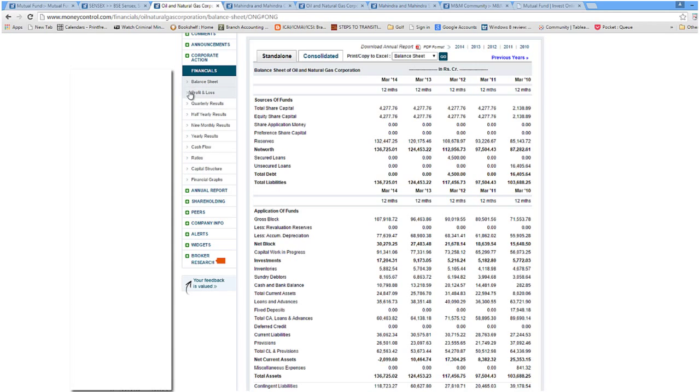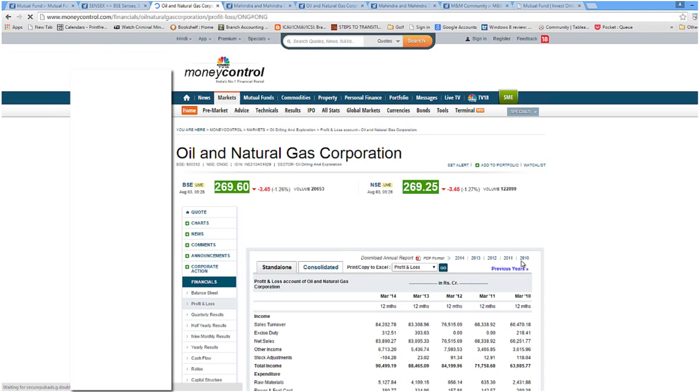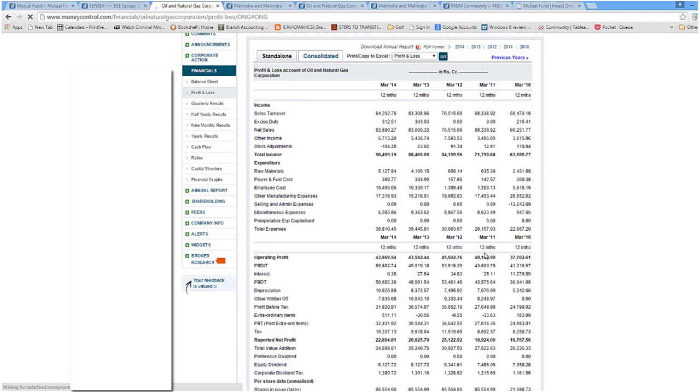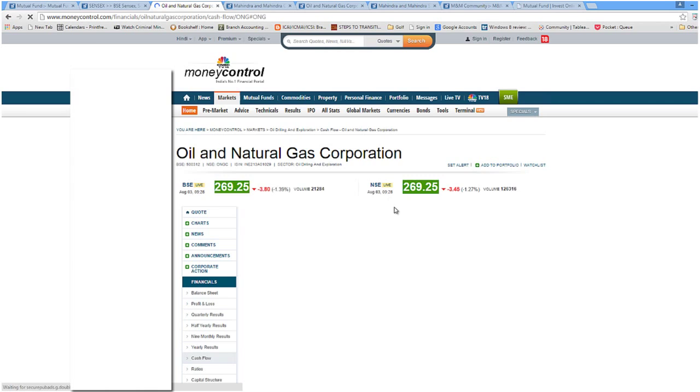Let's go down to profit and loss statement now. You can see that the sales turnover has increased steadily, which is a very positive thing. The profit has also increased steadily, which is again a very positive indicator, though there has been some change, ups and downs. In 2011, 2012, the profit went down, in 2013, but again, it became positive in 2014. Let's move on to cash flow.